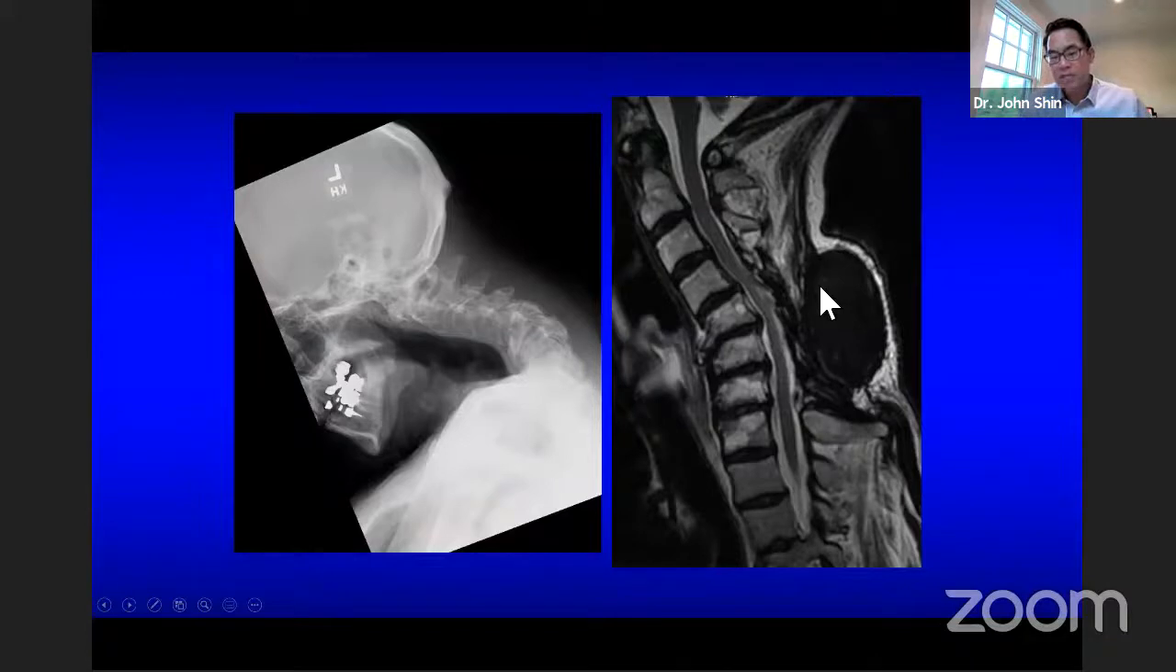But what about that soft tissue prominence, right? Well, this is what it is. And we had no idea what that was. Turned out it was just liquefied hematoma that was just prominent over time.